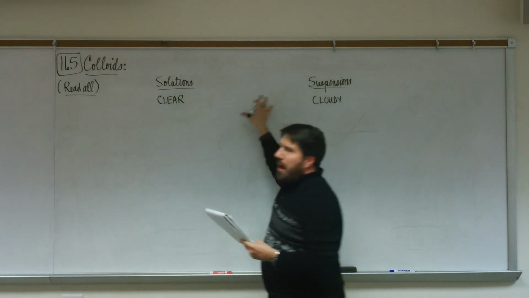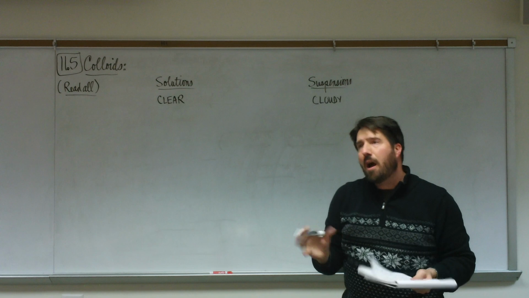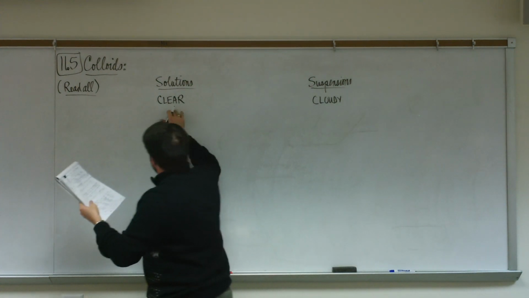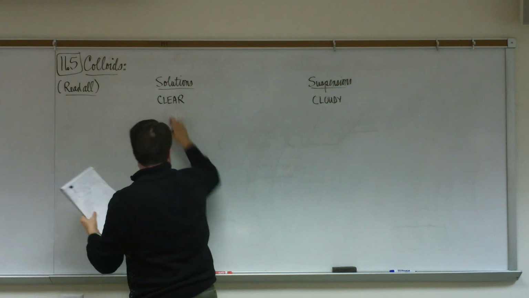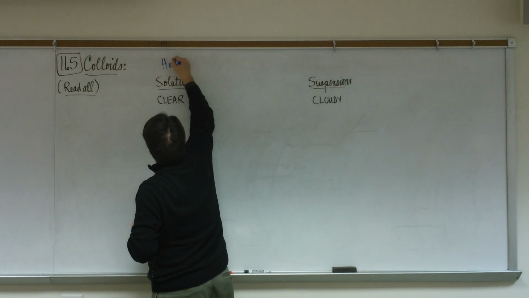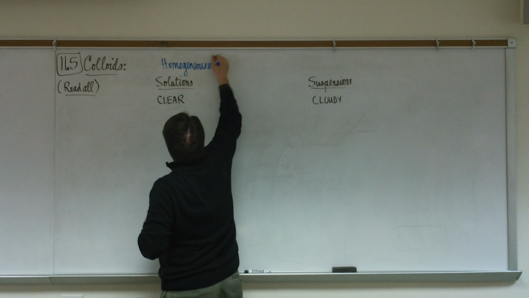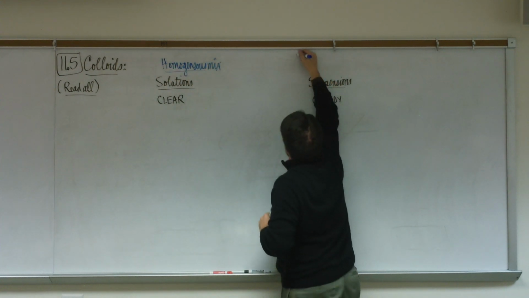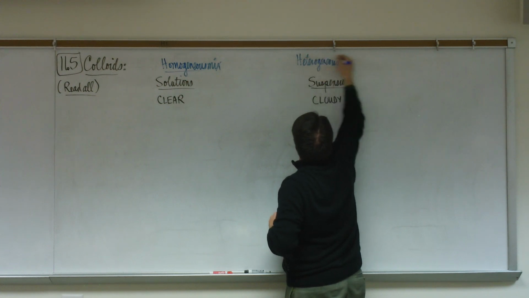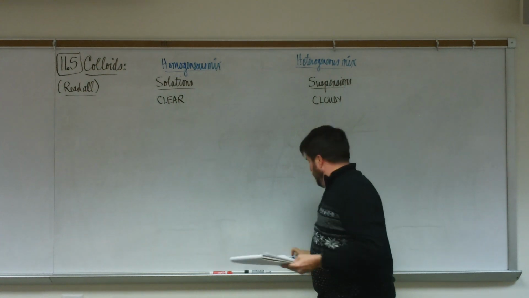If we make a contrast between these two things, then we can put colloids in the middle and see how they compare or are different. So, for instance, solutions are by definition homogeneous mixtures, whereas suspensions are heterogeneous mixtures. So this would be a beginning definition.